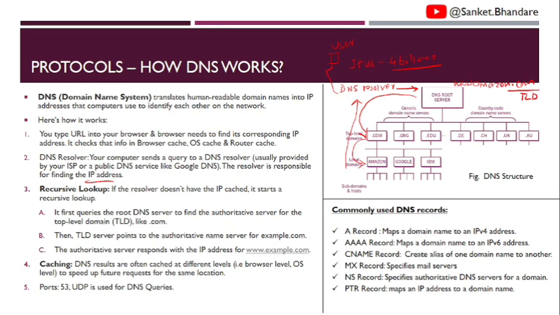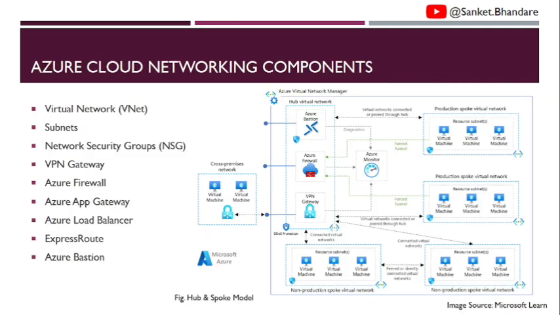And last one is PTR record, which maps an IP address to a domain name. So this is the high level overview of how DNS works and commonly used DNS records. The next topic that we are going to see is Azure Cloud Networking Components.